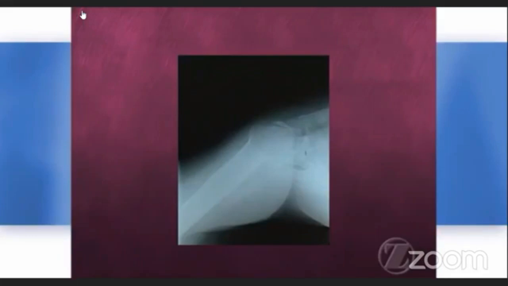If in fact an adequate axillary x-ray cannot be achieved, then a CAT scan or an MRI is essential to be able to assess the glenoid.